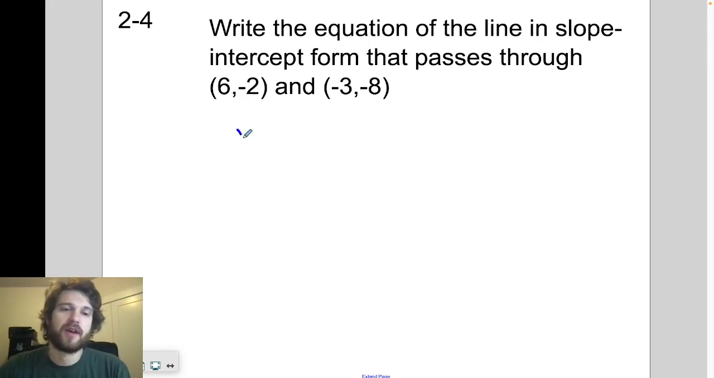We're going to start with that same process. What's slope-intercept form? y equals mx plus b. Fantastic. Step 1 is still plug in the slope. The problem is we don't know the slope. So we have to do an aside.